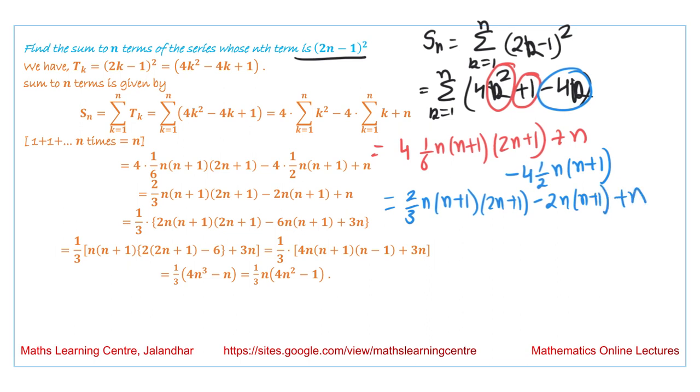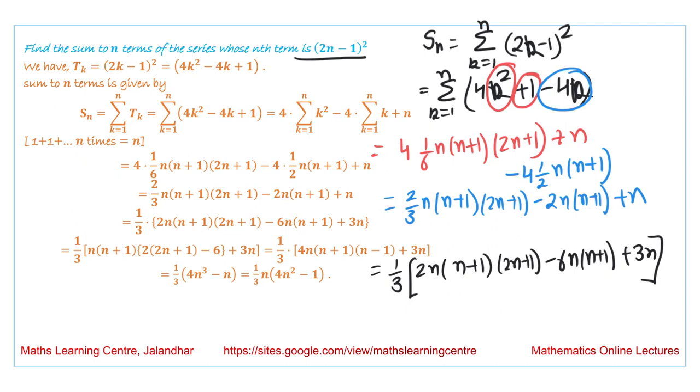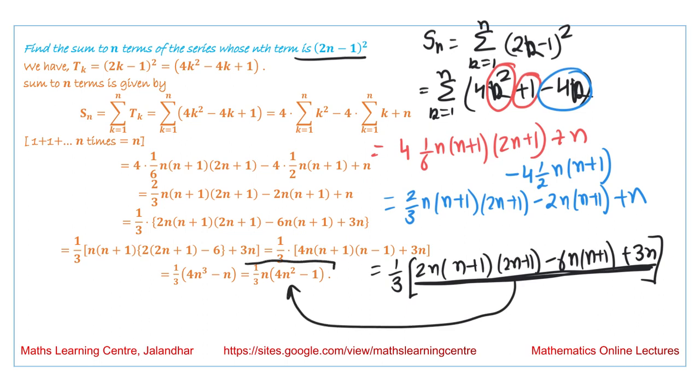Now we are taking 1 by 3 common from all of these terms. We are left with 2n into n plus 1 into 2n plus 1 minus 6n into n plus 1 plus 3n. Now if you open all these brackets and simplify these terms, you will obtain the answer in the form 1 by 3 n into 4n square minus 1.